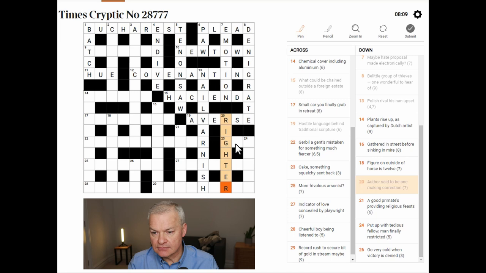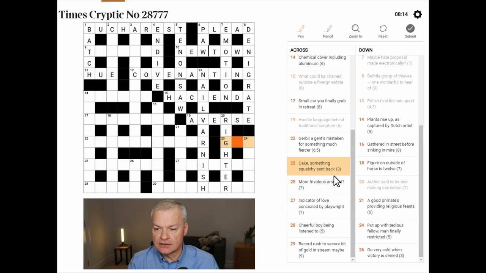Cake, something squelchy, sent back. What is this? I immediately thought gel could be cake. Cake and something squelchy. What squelches? Not getting that. Certainly not leg.